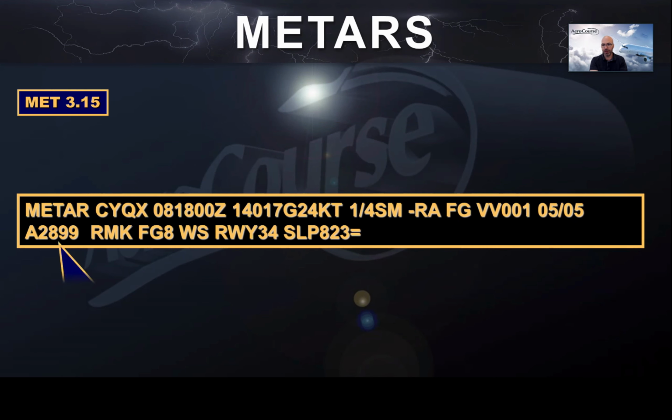Temperature dew point spread, I'm pretty sure we all know that one. Altimeter setting. Wind shear in a METAR is written like this. They'll put WS for wind shear, followed by the runway encountering the wind shear, runway 34.